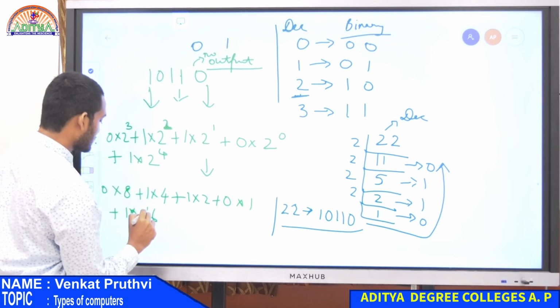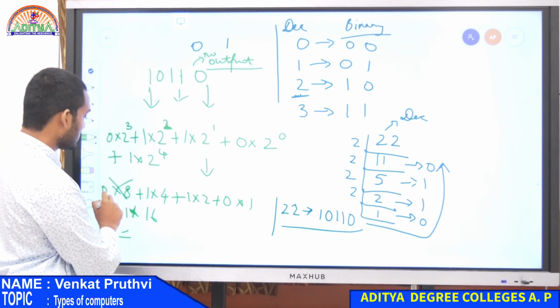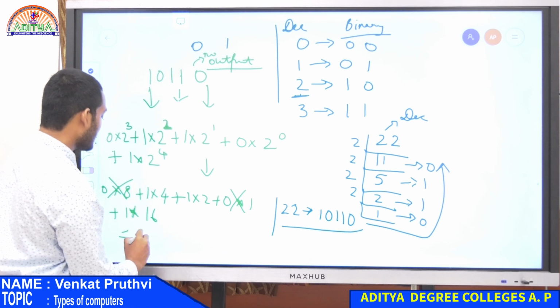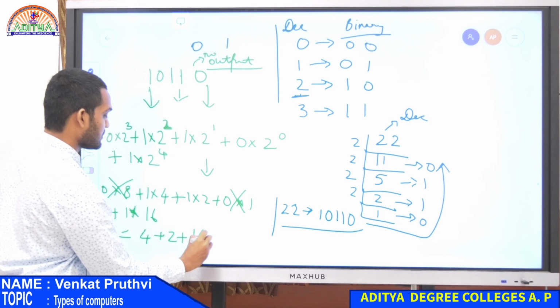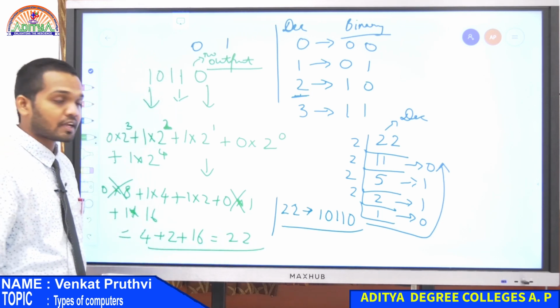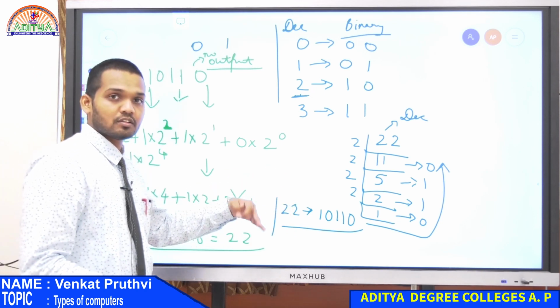So you will have 1 into 16. Now when you add all this, this is cancelled. 0 into 8 is 0, 0 into 1 is 0. Now what is it that we have? 4 plus 2 plus 16, that is 22. So finally we are getting a value, that is what we have entered into the computer.